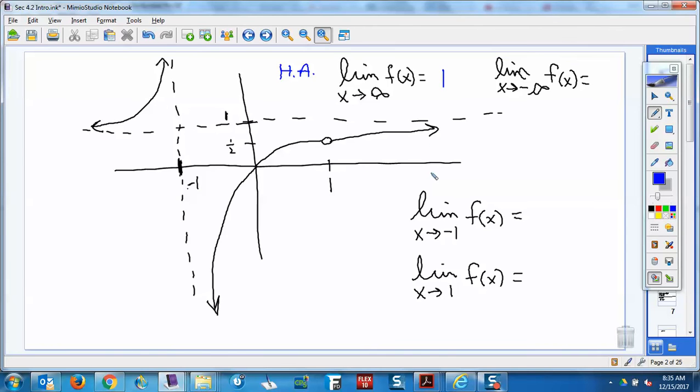Okay, so this one looks like it's approaching 1, and then negative infinity would be way, way, way out here, and again, it looks like it's approaching 1. It wouldn't have to be the same. It could be different, right? But it looks like approaching 1. Okay?